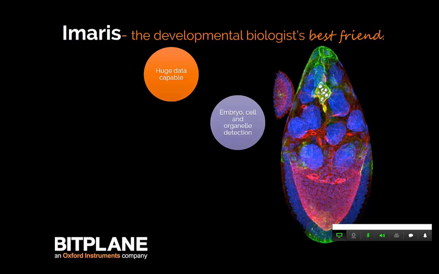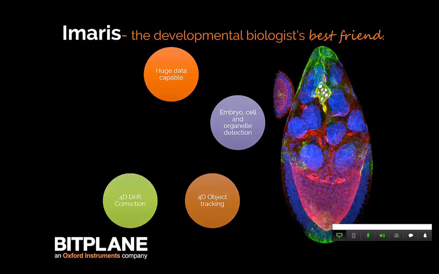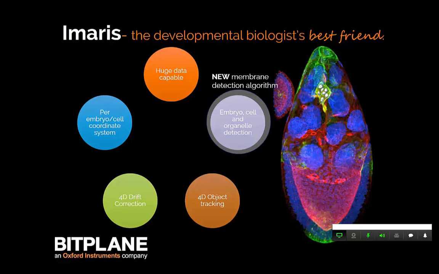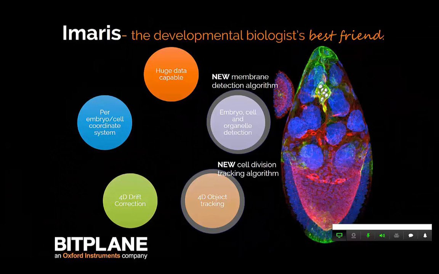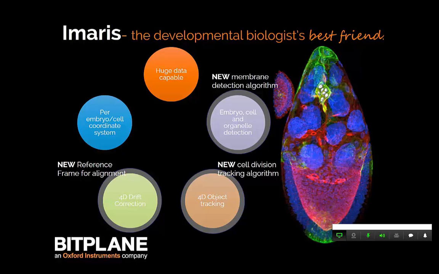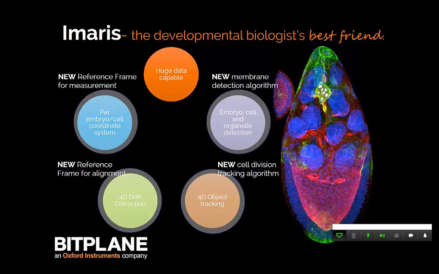I'm also going to go through some object detection techniques specifically for embryo cells and their organelles, 4D object tracking, 4D drift correction, and a new coordinate system that we have implemented so you can get measurements based on a user-defined coordinate. I do want to point out that for a couple of these sections, we have new features that are available in Imaris 8.3, which was released this week. Firstly, there is a new membrane detection algorithm. We also have a new cell division tracking algorithm associated with our new membrane detection. We also implemented a reference frame, and that reference frame can be used for the purpose of alignment as well as for measurements of distance and proximity.